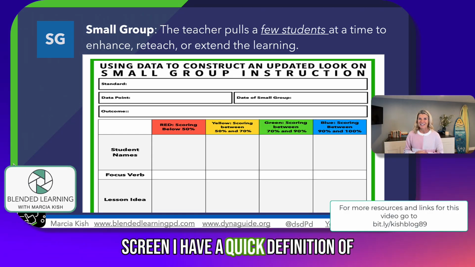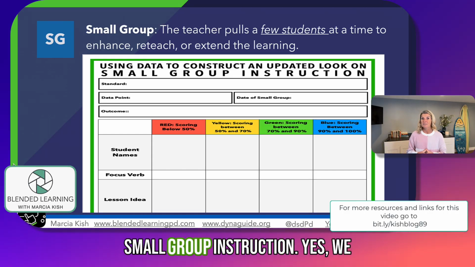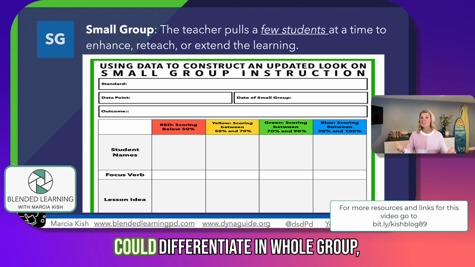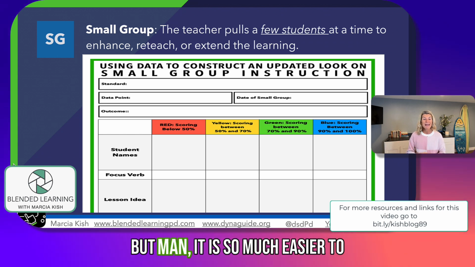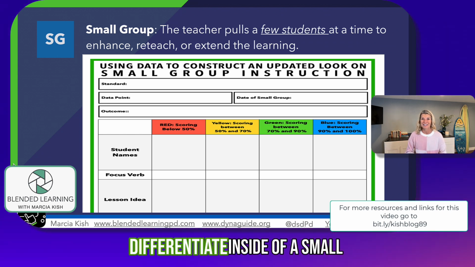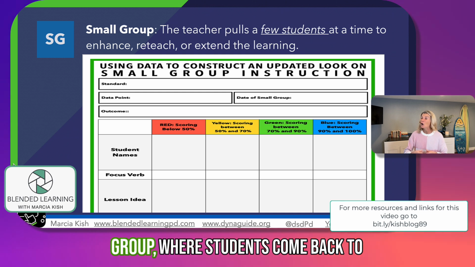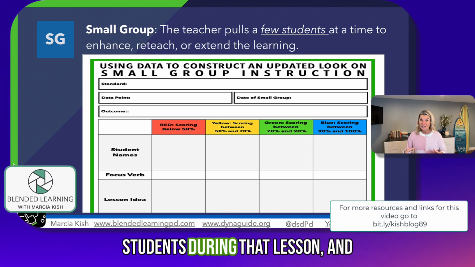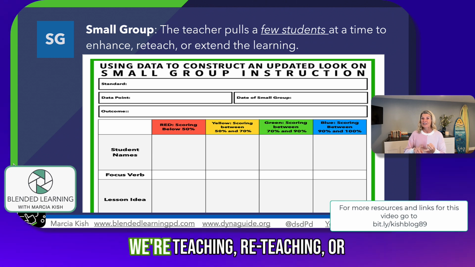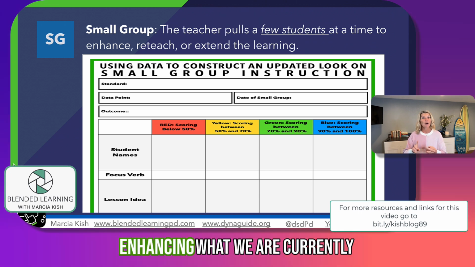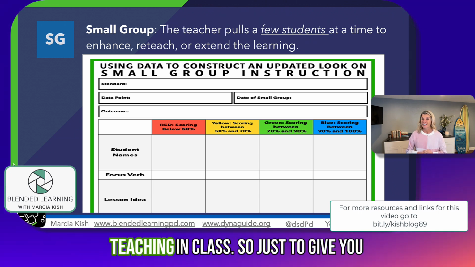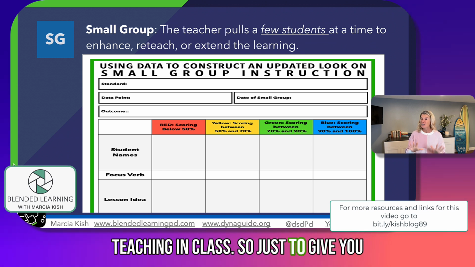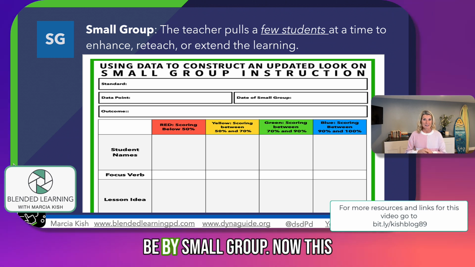Okay, so on the screen, I have a quick definition of small group instruction. Yes, we could differentiate in whole group, but man, it is so much easier to differentiate inside of a small group where students come back to the teacher. We meet with all students during that lesson, and we're teaching, reteaching, or enhancing what we are currently teaching in class. So just to give you that quick definition of what we mean by small group.